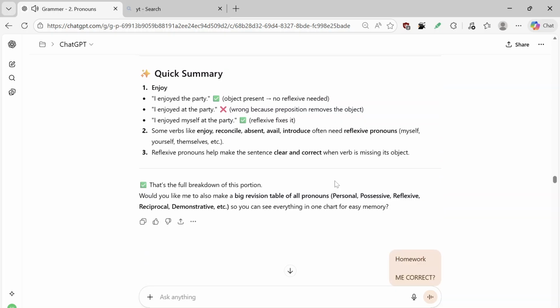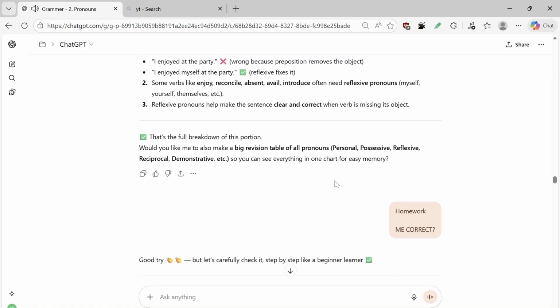Reflexive says it. 2. Some verbs like enjoy, reconcile, absent, avail, introduce often need reflexive pronouns: myself, yourself, themselves, etc. 3. Reflexive pronouns help make the sentence clear and correct when the verb is missing its object. That's the full breakdown of this portion.